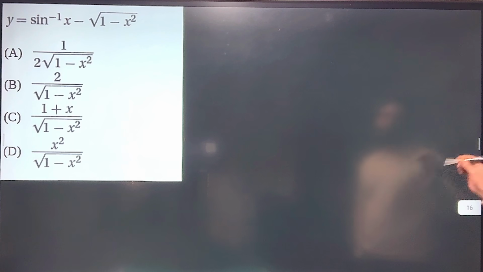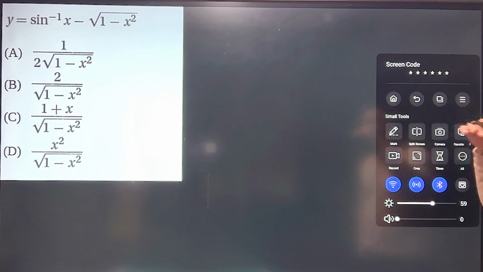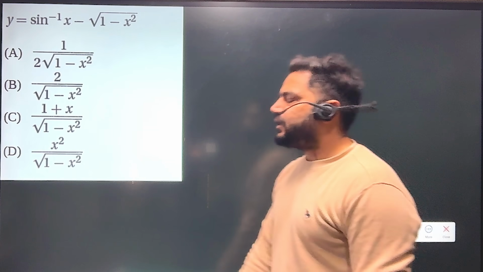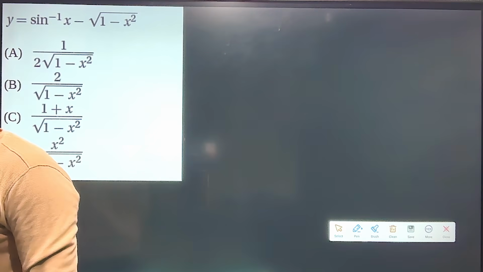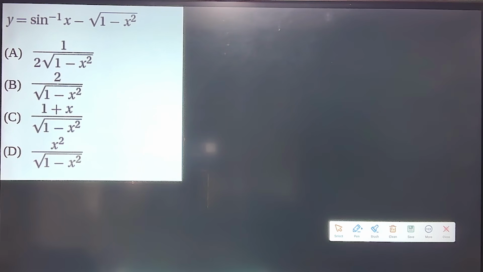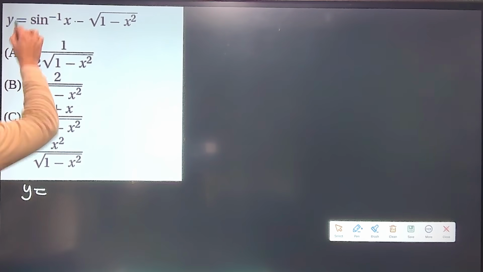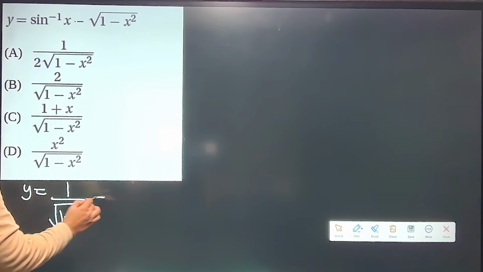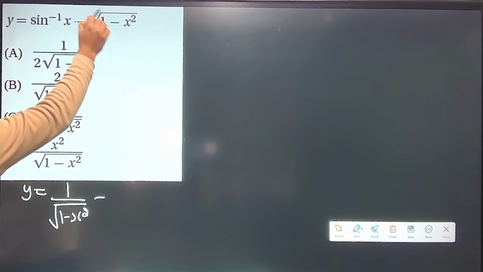Next question is y is equal to sine inverse x minus under root 1 minus x square. How to do its differentiation? Again a very easy question, and just apply the basic formulas. What are the basic formulas? y is equal to sine inverse. What is the derivative of sine inverse? Very easy, it is 1 upon under root 1 minus x square. Yes, then minus the root's derivative.